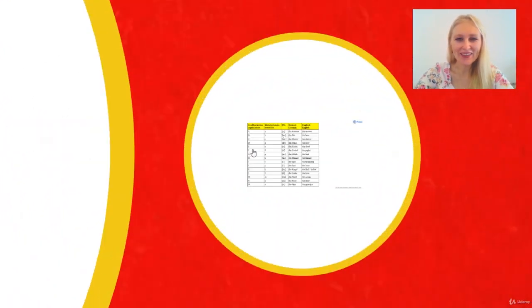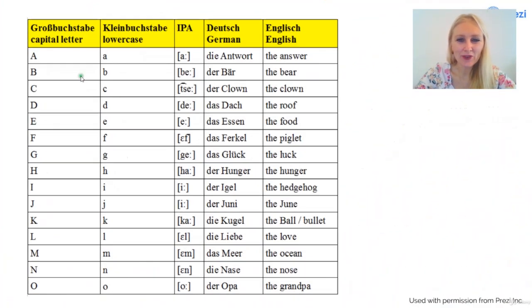So here on the first slide you see a few words. I will explain, or maybe even you can try to repeat the words that I will read right now. That would be a great exercise for you to practice the pronunciation. Okay, so Großbuchstabe, as you see, is a capital letter. Kleinbuchstabe, lowercase. IPA, this is the International Phonetic Alphabet. So here you see how the letters are pronounced.